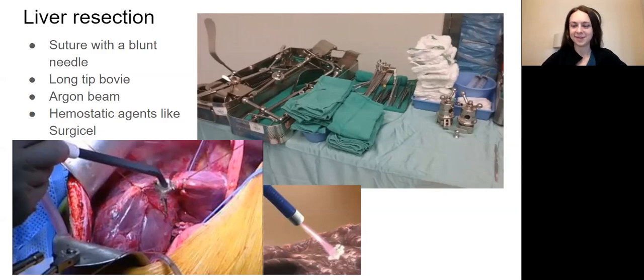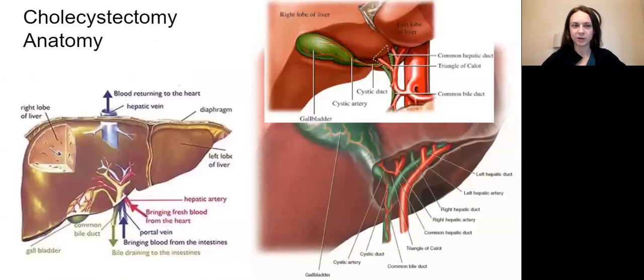Okay, I think I'm done with the liver resection. Now we are on to cholecystectomy. Again, you have to know this one step by step. You need to know what they're cutting, what they're clipping, and what they're trying to preserve and not hurt during this case. Those are the things that you need to know.